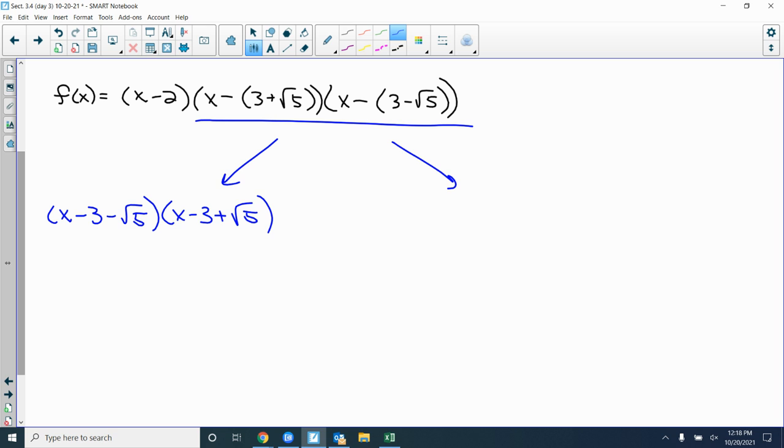Take your x times all three of them, take your negative 3 times all three of them, and take your negative 5 times all three of them. I mean, there's nothing else you can do. So we're going to just go through that whole procedure. And let's see what we get.